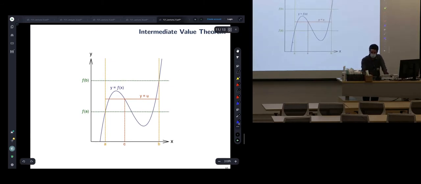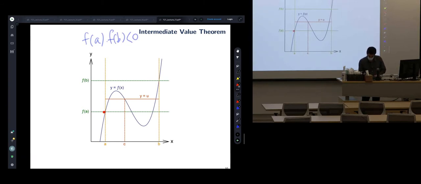Now, to meet the condition that f of a times f of b is less than 0, what does it mean? That means one of them is negative, right? Because if both of them are negative, then the product is positive. If both are positive, the product is positive. One of them is negative. Let's say here, right? Well, we have it in the picture. Here a, and b here.